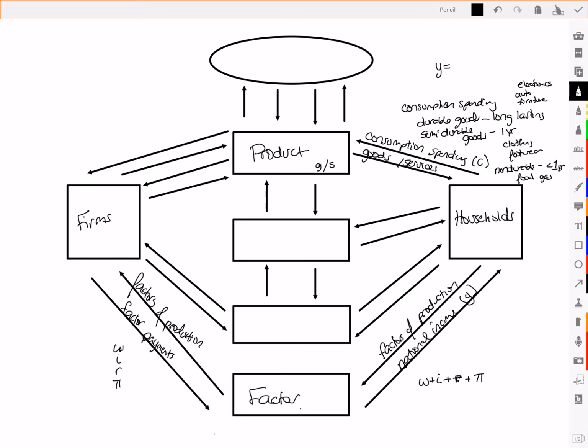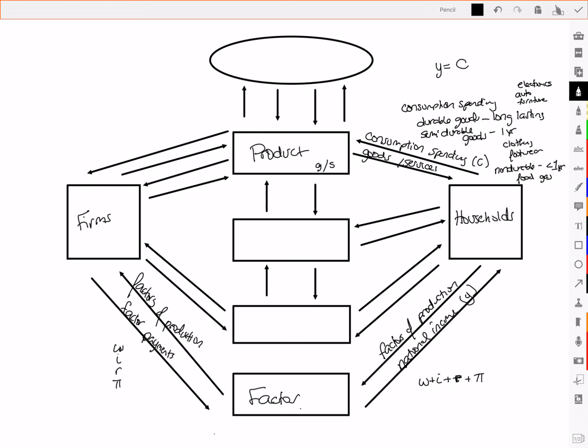Now, when we talk about consumption spending, we have goods, we also have services. So, of course, taxi rides, haircuts, those fall under the category of services. If you check out on Blackboard, you can see a breakdown of Canadian spending on durable goods, semi-durable goods, and non-durable goods. All right, so we take our income and we buy goods and services, consumption spending.